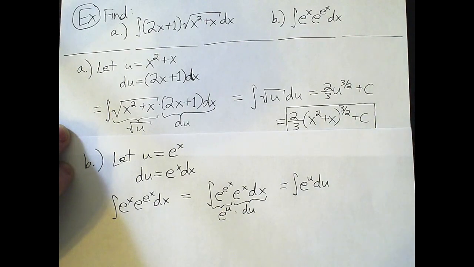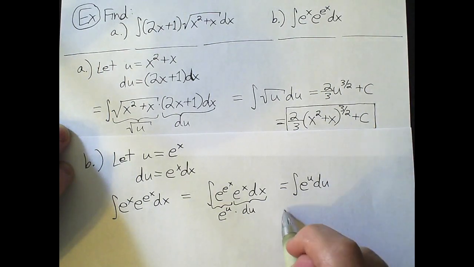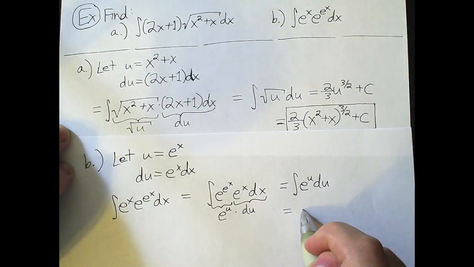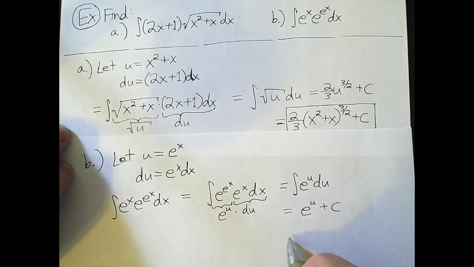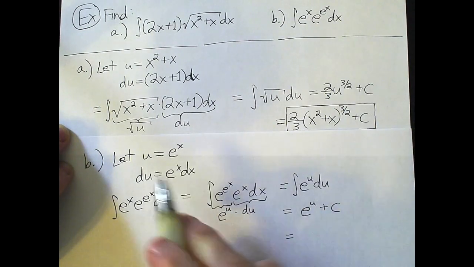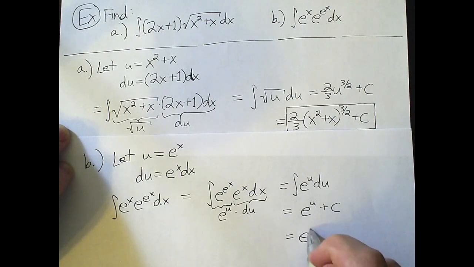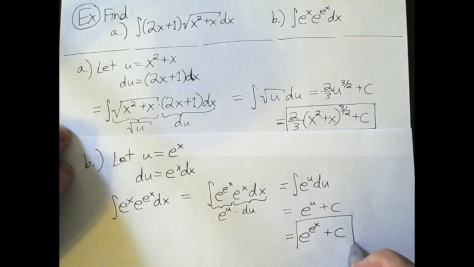It's great in math when we can take a complicated problem and turn it into an easier problem, and then solve the easier problem. And then maybe we have to convert the answer back into the original variable. So we need to get this back in terms of x. U was e to the x, so we get e to the x plus c. Make sure the plus c is all the way down there. The plus c is not in the exponent.